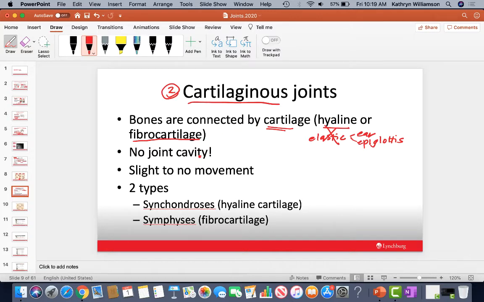Cartilaginous joints also don't have a joint cavity. We see slight to no movement with them functionally. And we have two types of cartilaginous joints. These are either going to be synchondroses, which specifically means that they are attached by hyaline cartilage, or they're going to be symphyses, which means that they are specifically attached by fibrocartilage. So the type of cartilage determines what specific type of cartilaginous joint it is.